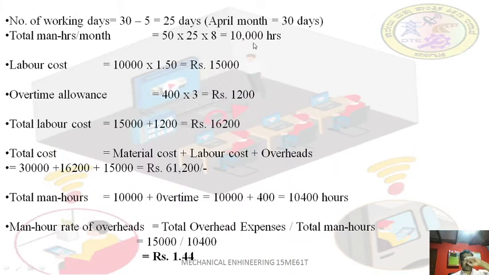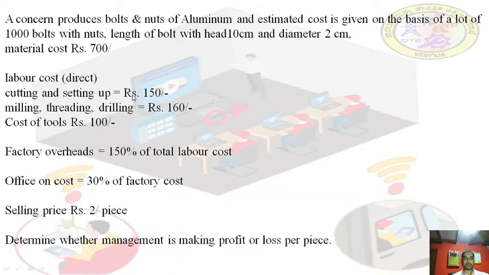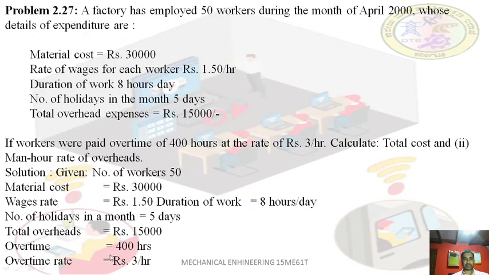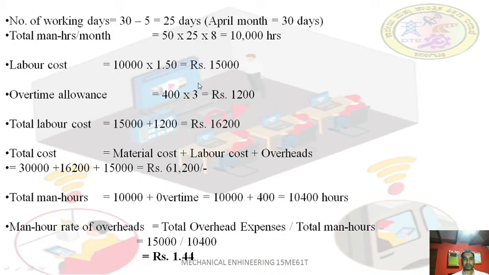For the 10,000 hours, you need to pay the normal rate, because it comes under the normal 8 hours. So 10,000 into 1.5 rupees is 15,000, the labor cost for normal hours. Then the overtime allowance: the total overtime done by all the 50 workers is mentioned here. It is not for a single laborer, it is for all the laborers. They have worked 400 hours in total, and the rate of overtime is 3 rupees per hour. So 400 into 3 is 1,200. So the total labor cost will be the normal labor cost plus the overtime allowances.